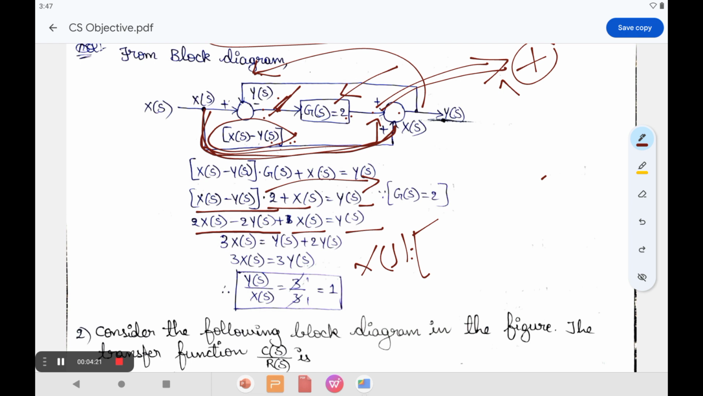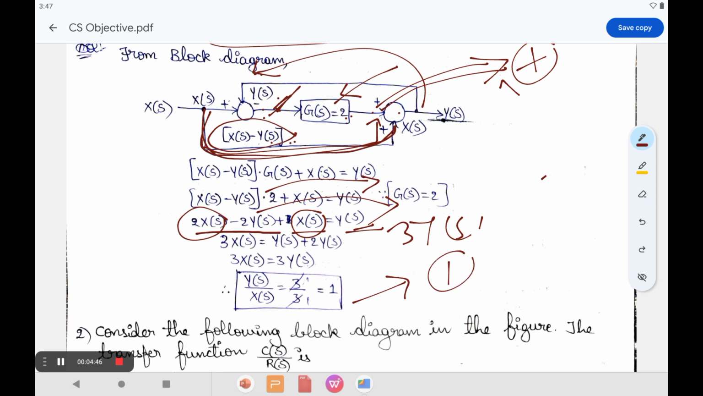It will common this and get 1 plus and also. Okay, now therefore that means 2 into X of s, here 1X, therefore overall 3X of s. So 3X of s is equal to, inside, then you will get a minus also. Minus becomes a plus, therefore Y of s, 2Y of s, therefore it will become 3Y of s. Both are the same, therefore 3 gets cancelled, therefore the transfer function is equal to 1.